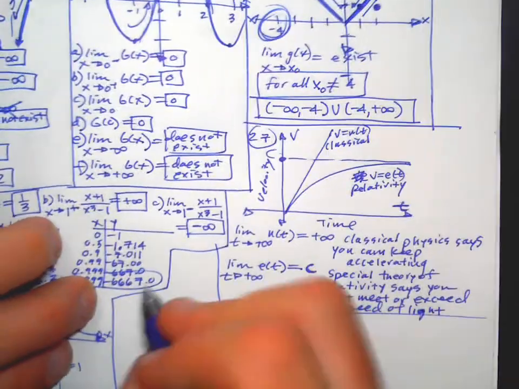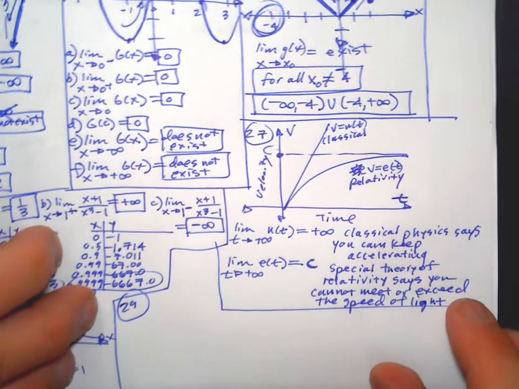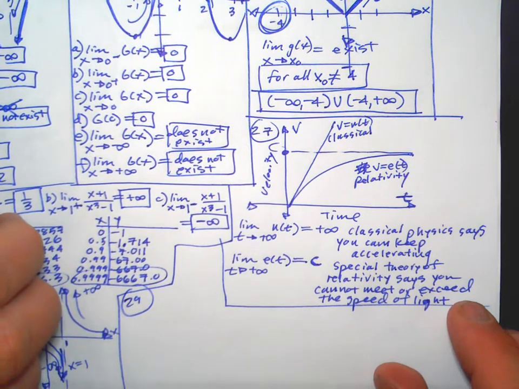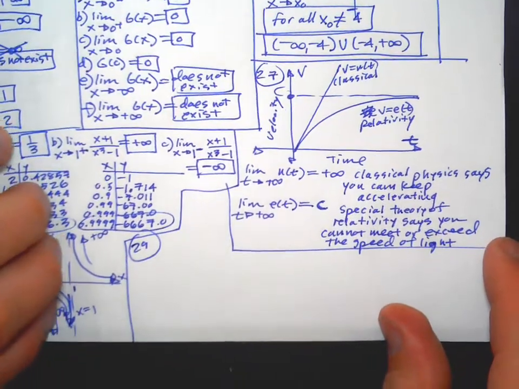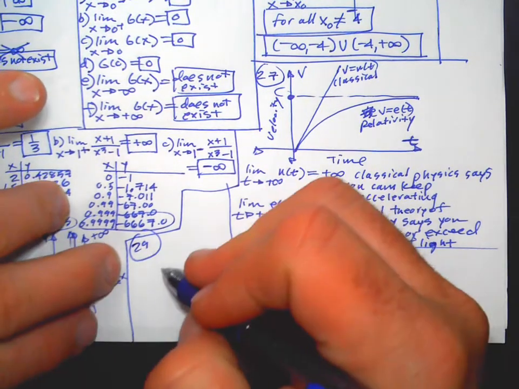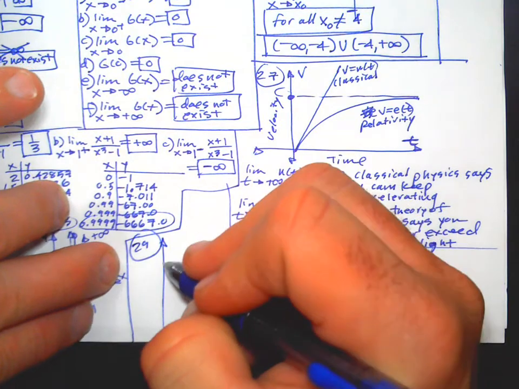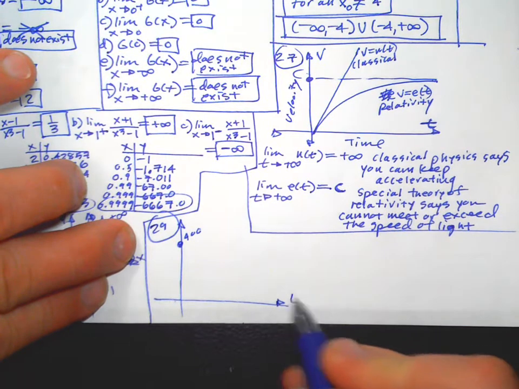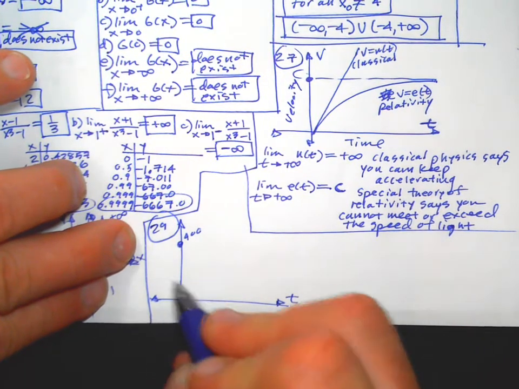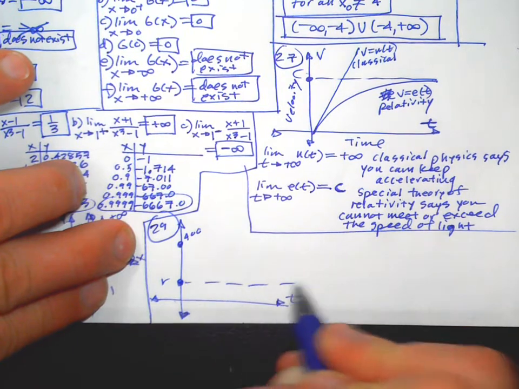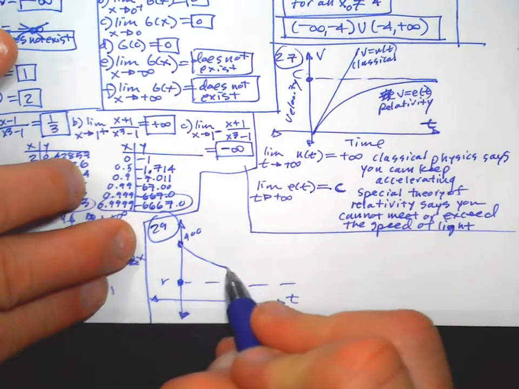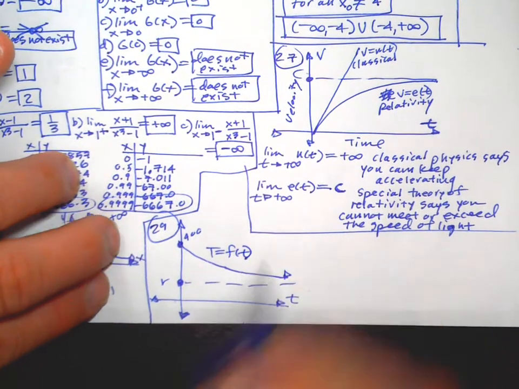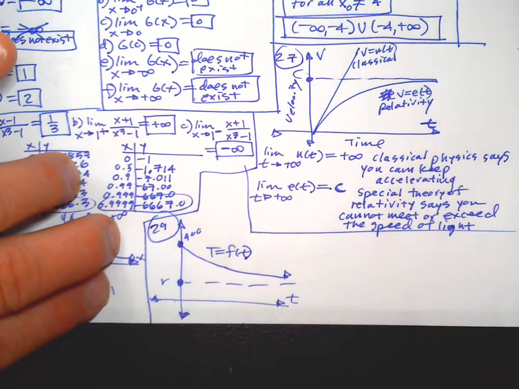So as you get faster and faster and faster, as you push the speed of light, you can't get past it. So it's 27. 29 says let capital T equals Ft denote the temperature of a baked potato T minutes after it's been removed from a hot oven. The accompanying figure shows the temperature versus time curve for the potato, where R is the temperature of the room. So we'll do a quick sketch of that. R is the temperature of the room. And then there's this curve here. And that's the temperature of the baked potato.